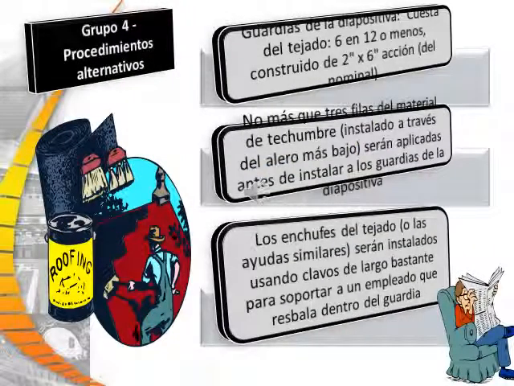Slide guard use for Group 4 calls for roofs with slope 6 and 12 or less. They should be constructed of 2-inch by 6-inch stock. No more than 3 rows of roofing material installed across the lower eave shall be applied while installing the slide guards. Roof jacks or similar supports shall be installed using nails long enough to withstand an employee sliding into the guard.